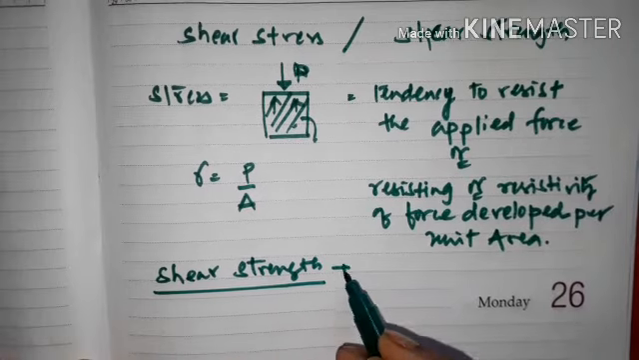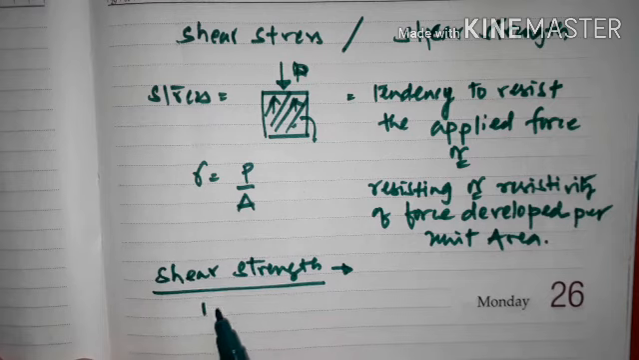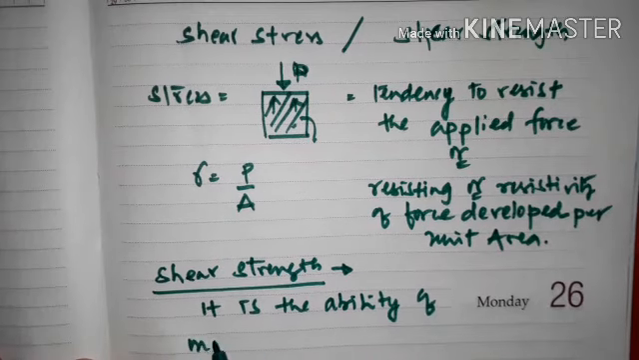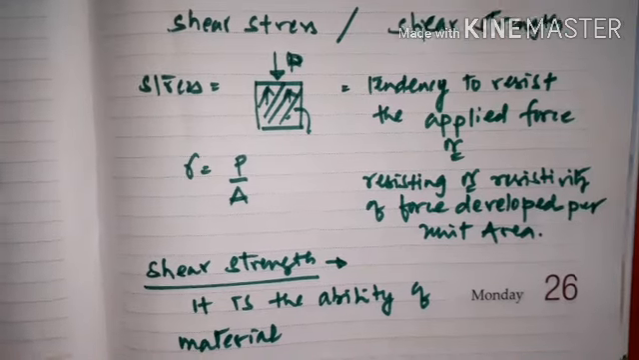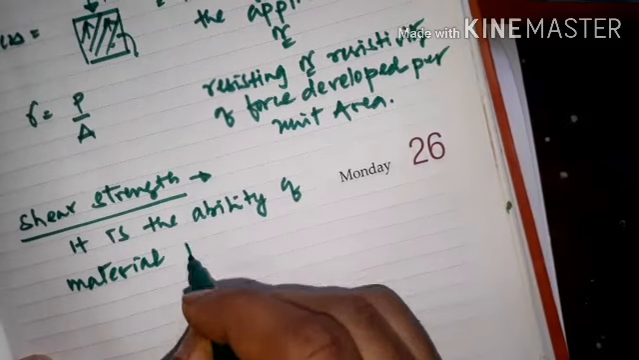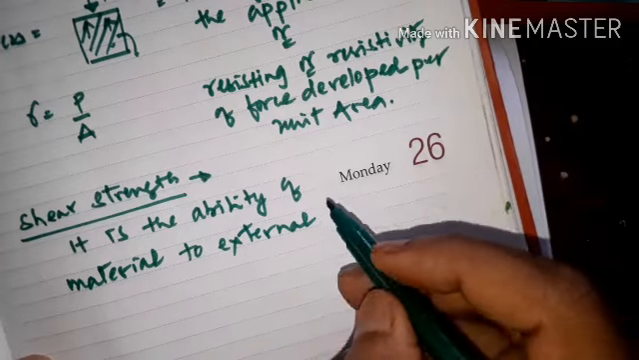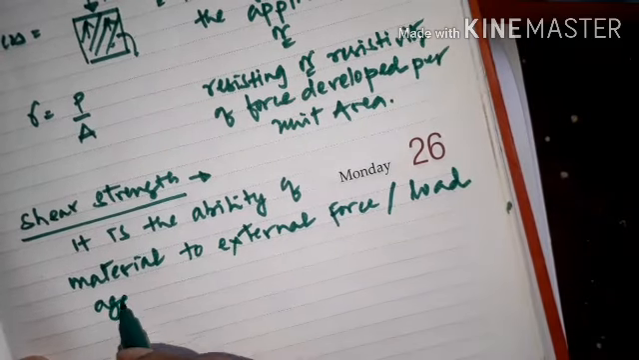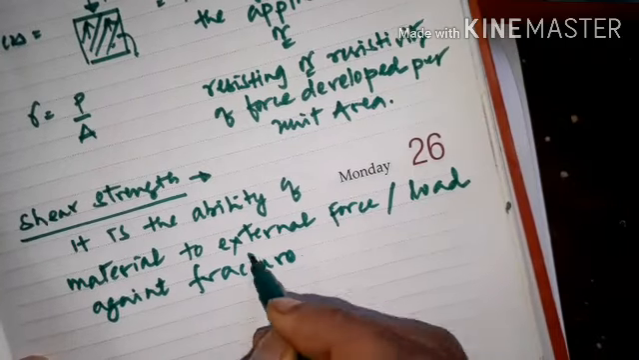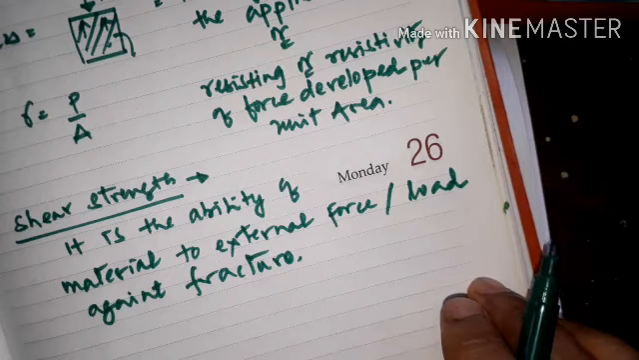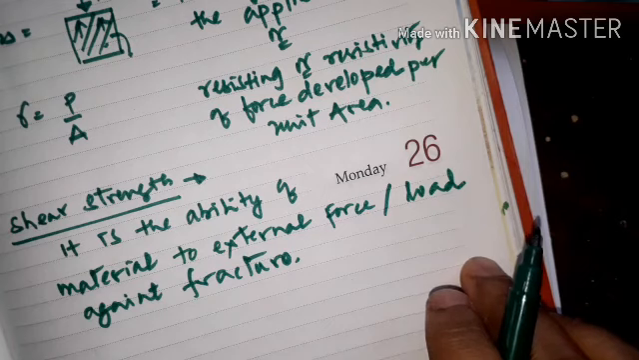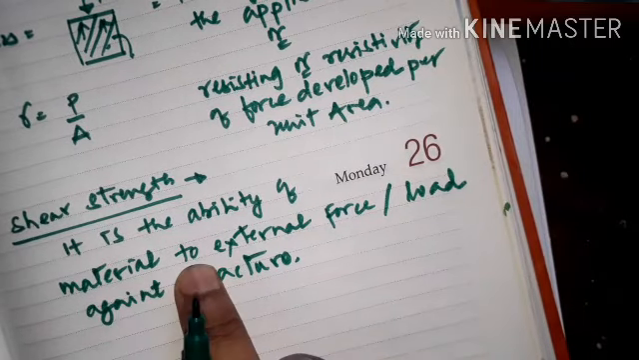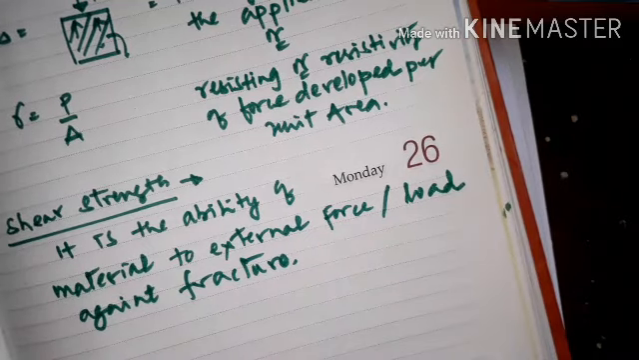Listen carefully. So what is shear strength? Shear strength is nothing but the ability of material to resist external force or load against fracture. Generally the material or the member subjected to shear will undergo fracture. So shear strength is the ability of material to resist external force or load against fracture or against failure.